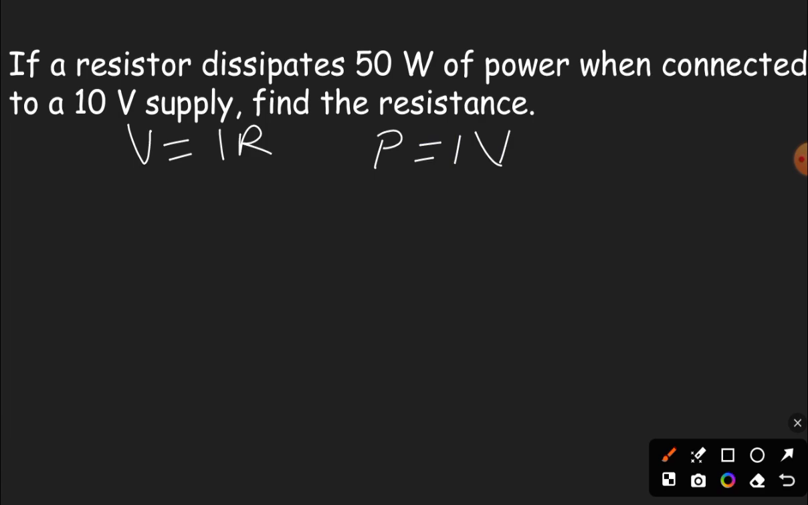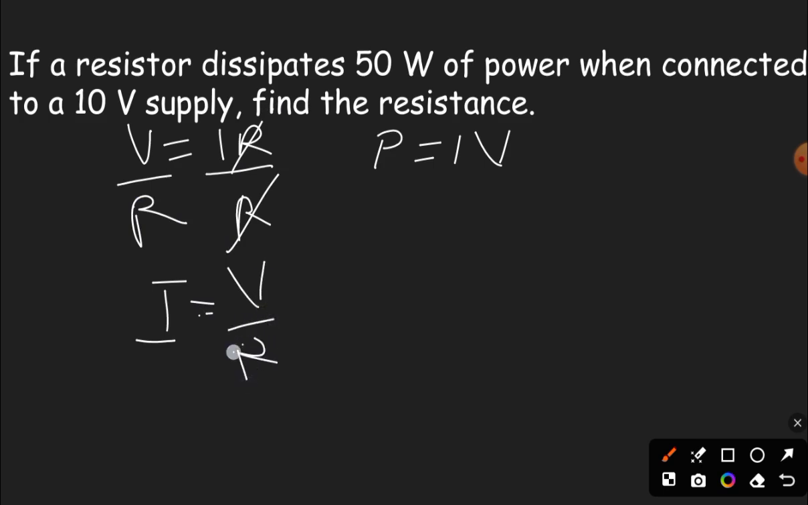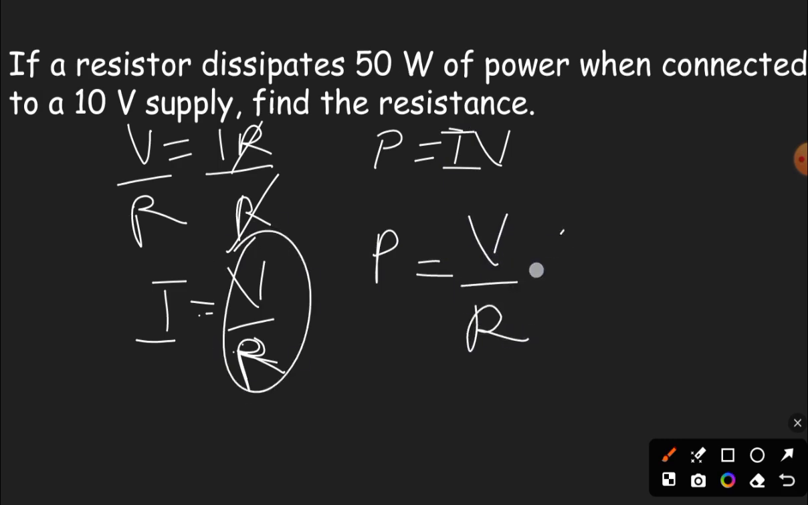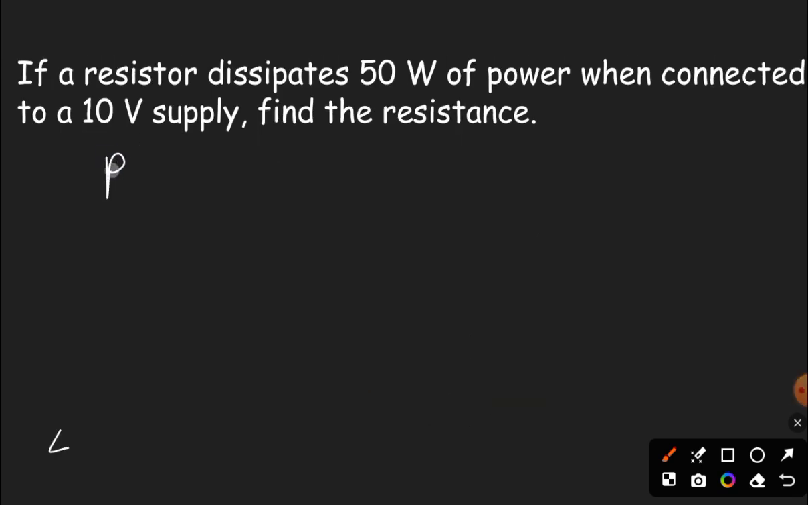Now what if we make current the subject? So over R over R. So R cancels R. So we have I equals V over R. So this simply means anywhere we see I, we can put V over R there. So P equals, now this is our I, which is our current, so V over R times V. So P equals V squared over R.